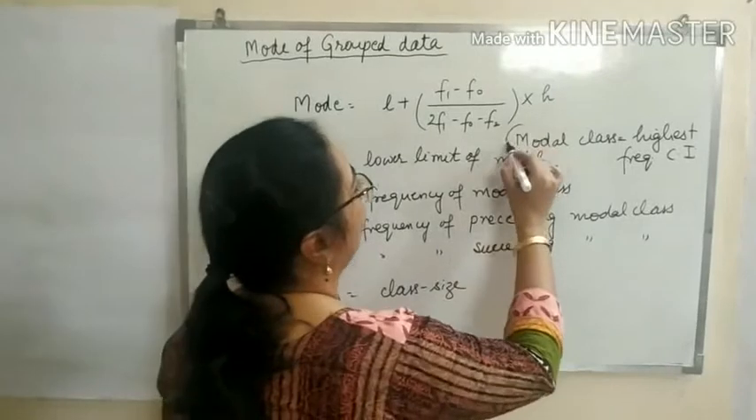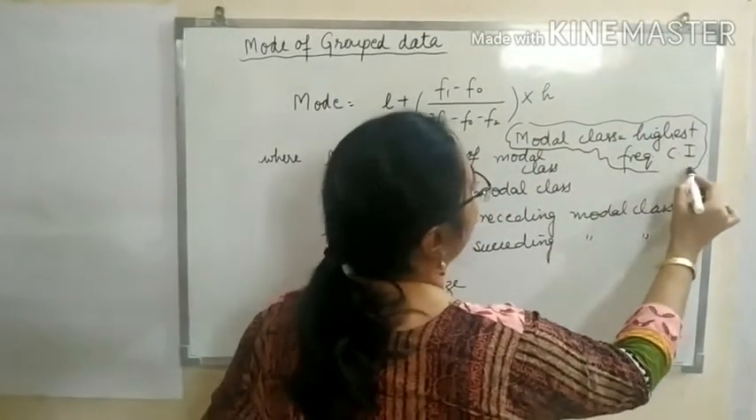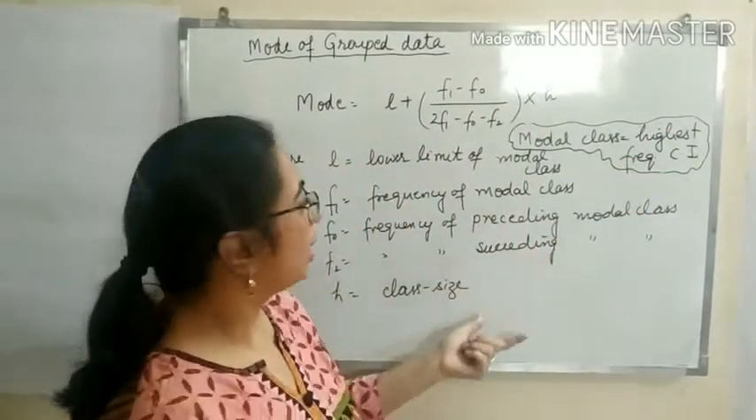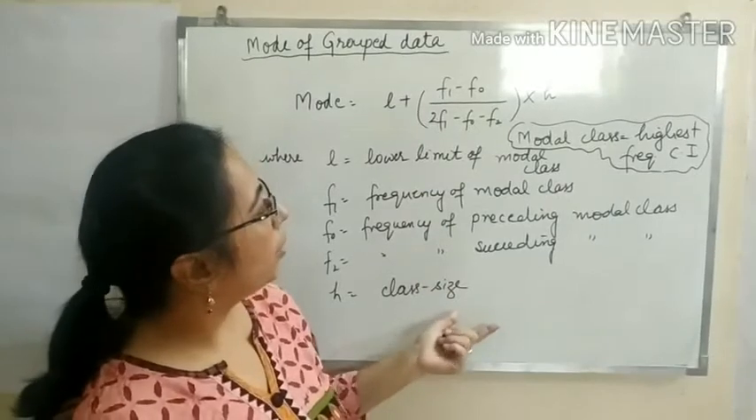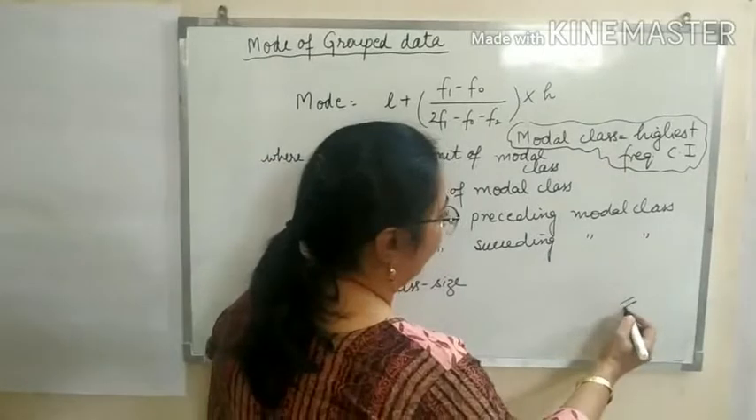First of all, the basic term is the modal class, which you need to understand. That is the class interval with the highest frequency. Now we will try to do the questions with that. There will be more clarity of this formula. Let's see the questions.